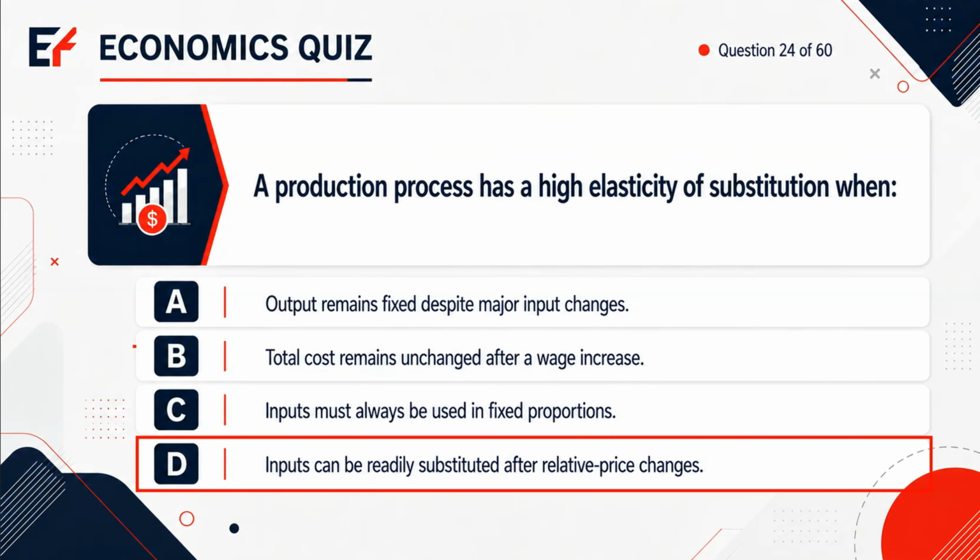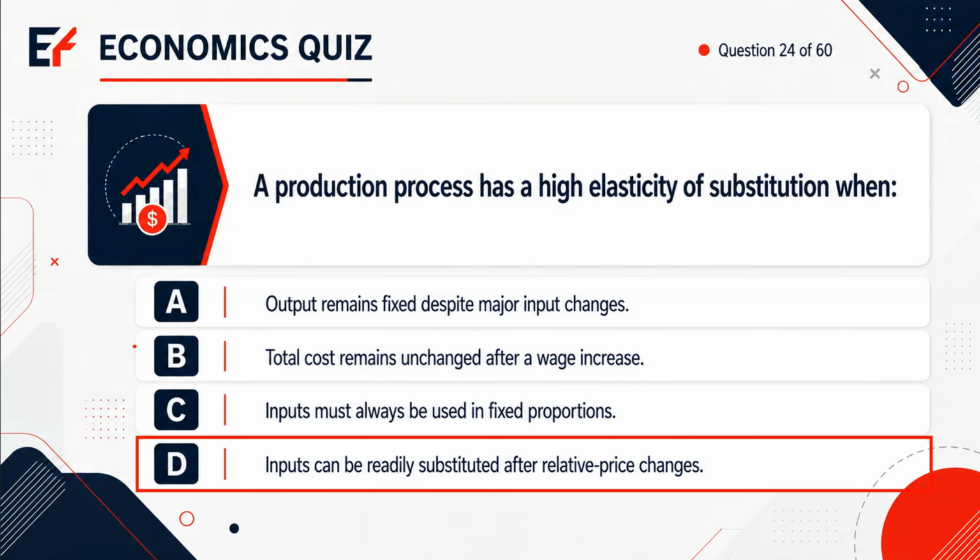Let's interpret the concept. A high elasticity of substitution means a firm can easily replace one input with another when their relative prices change. For example, if wages rise, a firm may be able to use more machinery and less labor while maintaining the same output level. Therefore, the production process is flexible in how it combines inputs.